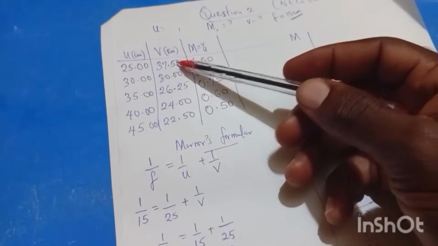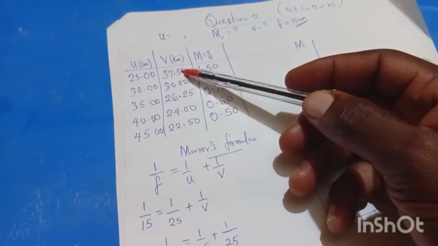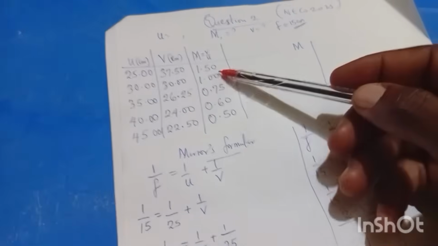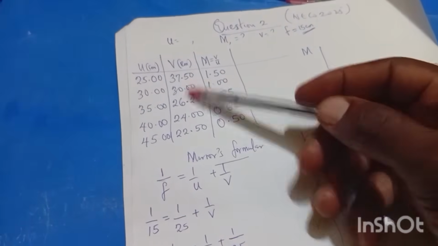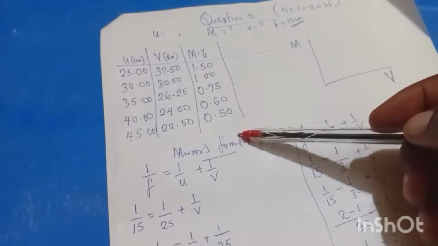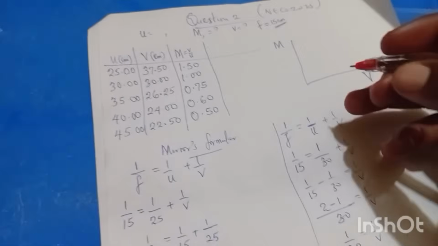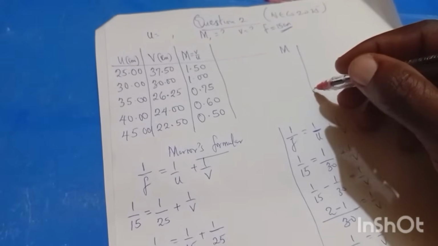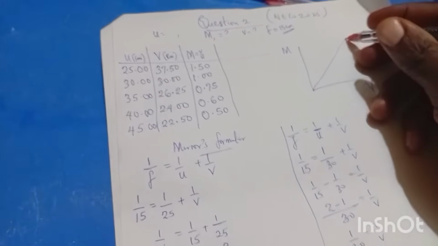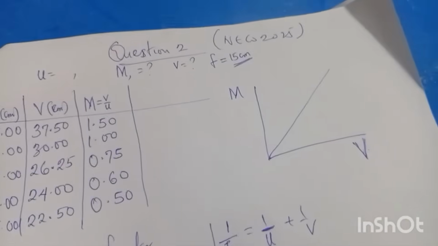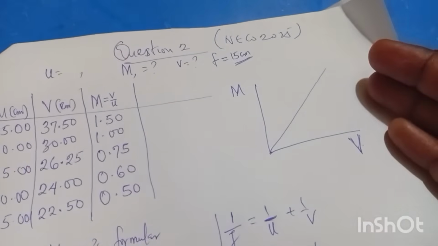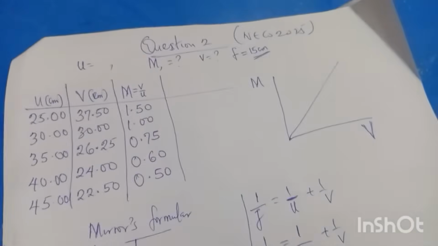Alright, here let's check the value of v. V is decreasing. M also is decreasing. We can see 37 to 22, 1.5 to 0.5. That shows that both of them are decreasing. And at the end of the day, that is a directly proportional graph. This is the type of graph we are going to have, a directly proportional graph. And from there we can now talk about slope.